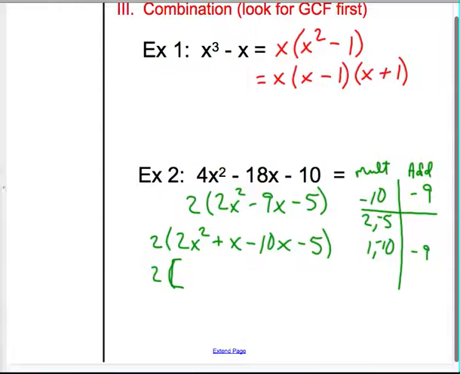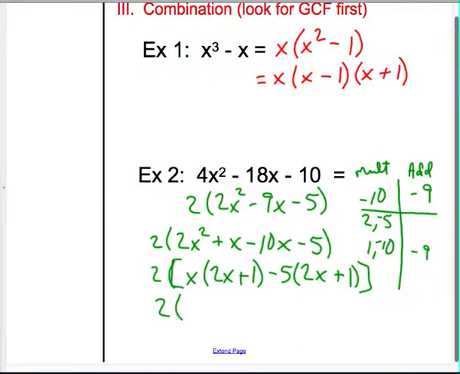So for my 2x squared plus x, I have a common factor of x, and what's left is 2x plus 1. My second 2 terms, I have a common factor of negative 5. What's inside my first set of parentheses is positive, so I want to pull that negative out of the second 2 terms, so that inside my parentheses is positive as well. So negative 10x divided by negative 5 is a positive 2x. Negative 5 divided by negative 5 is a positive 1.